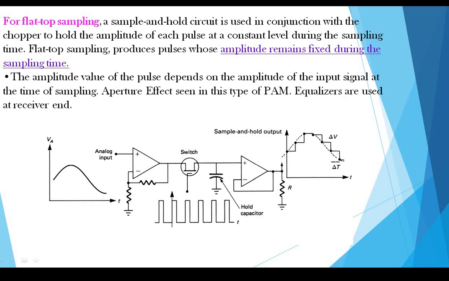Of course, you have to see that the amplitude of your modulated wave and your message wave should be the same. Yes or no? The amplitude value of the pulse depends upon the amplitude value of the input signal at the time of sampling. During sampling the amplitude should be constant. But an aperture effect can be seen in this type of pulse amplitude modulation. What is meant by aperture effect? It is a small amount of amplitude distortion in your reconstructed signal. So note it down.